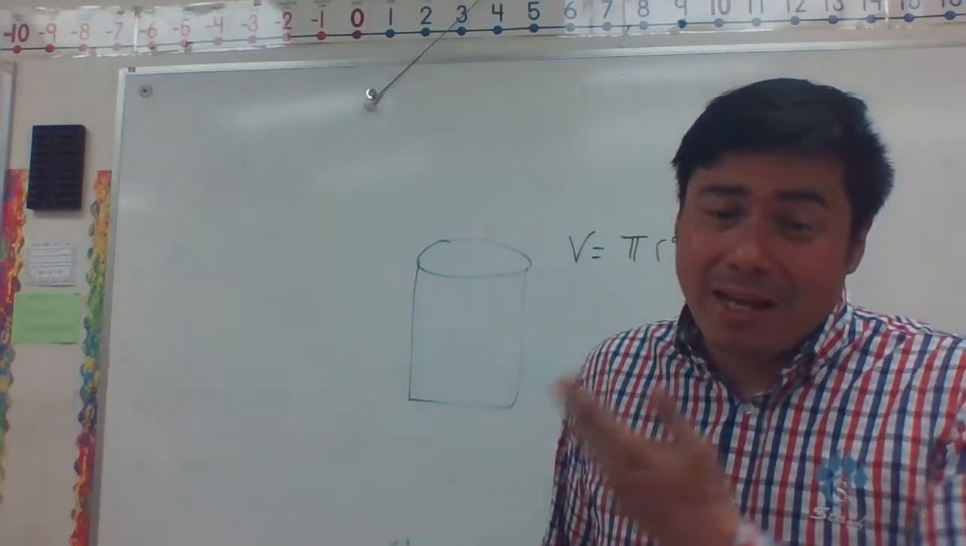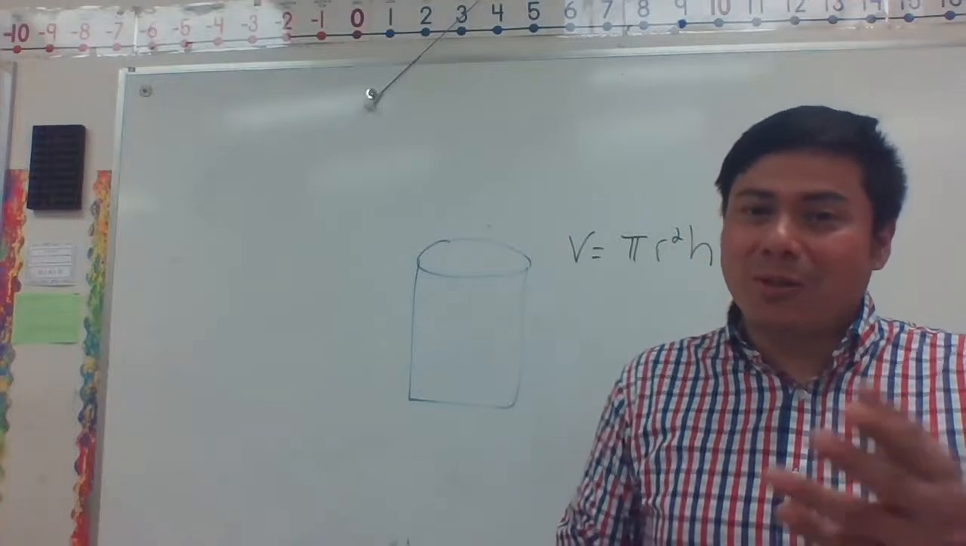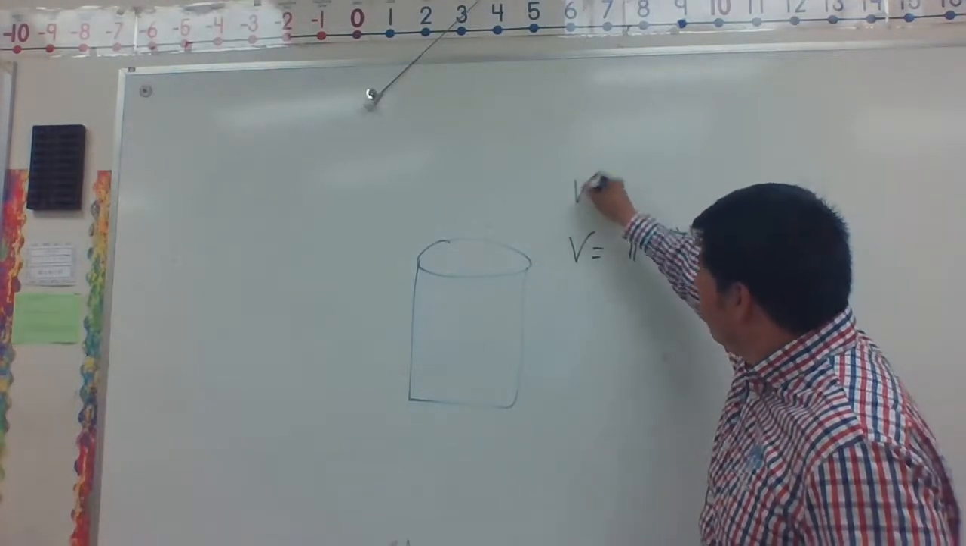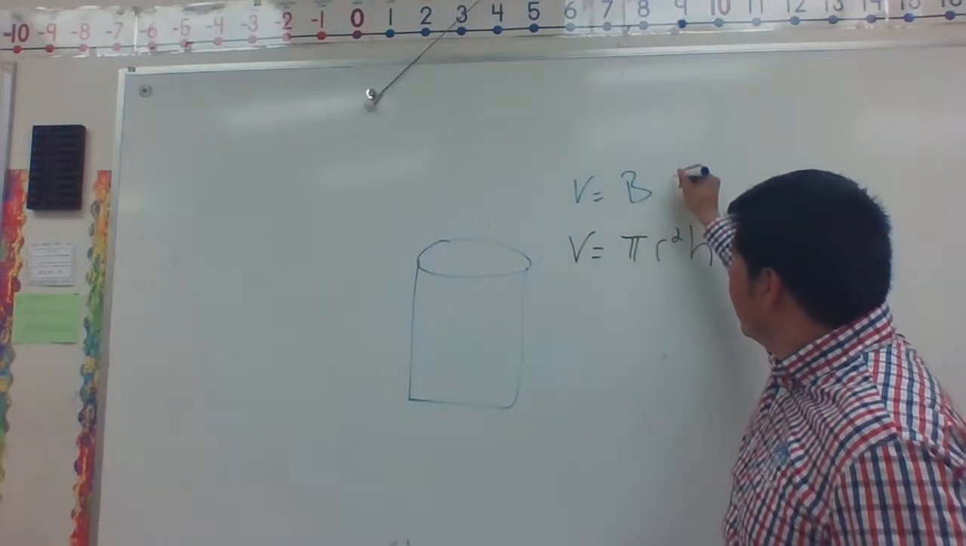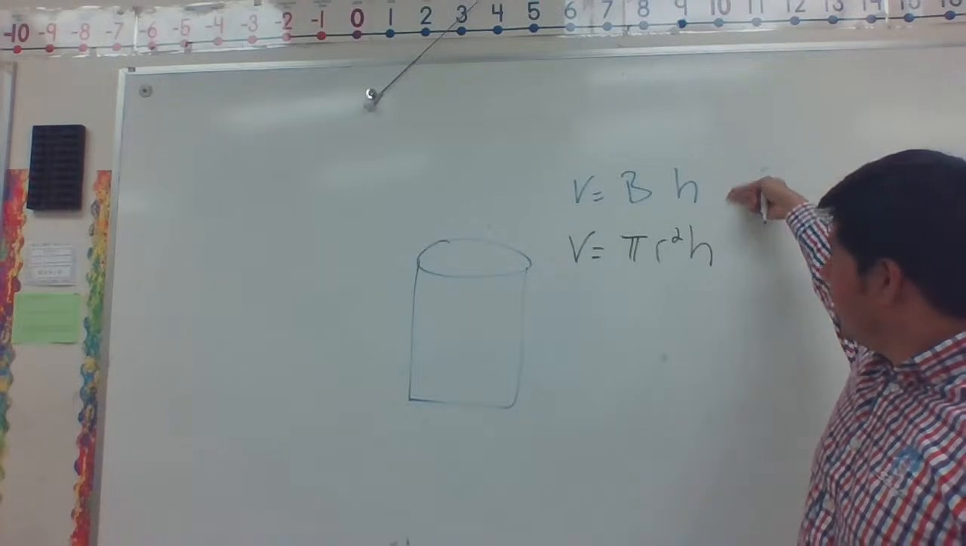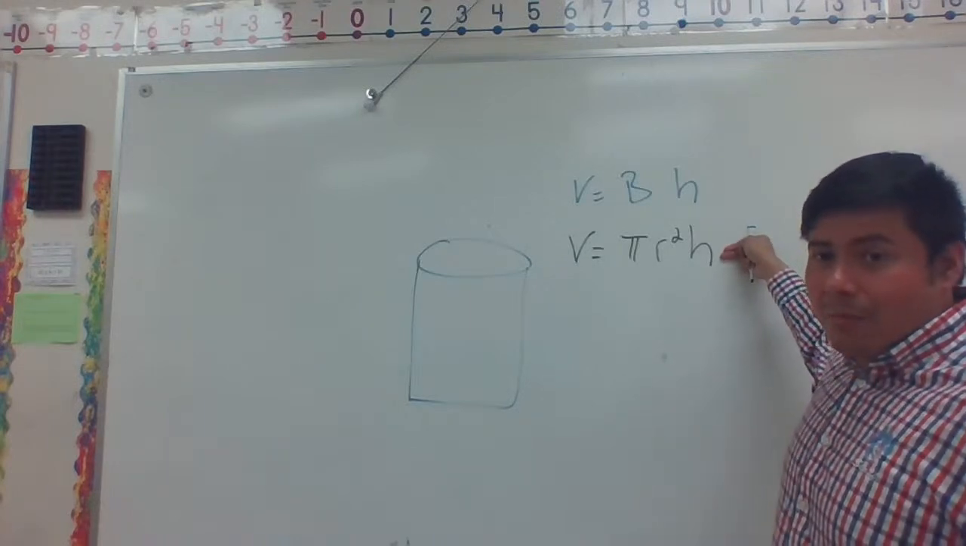And by the way, they're not even going to give you that on the reference sheet. Remember I told you guys? The reference sheet will have volume equals base times height. That's the one that they're going to give you, this one right here. They're not going to give you this one. But here's the thing.